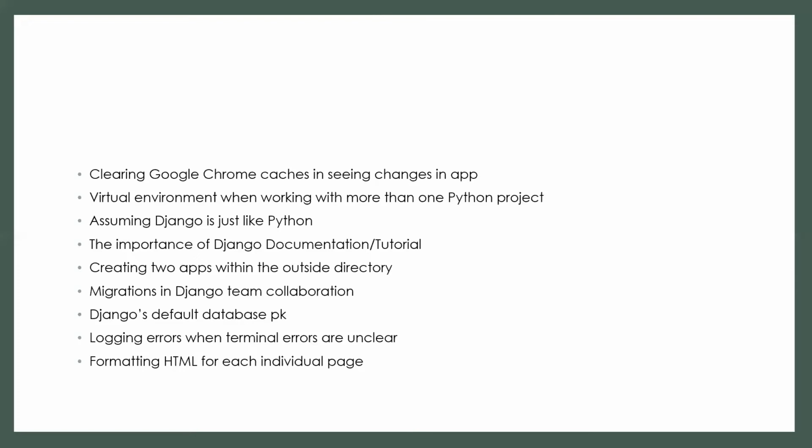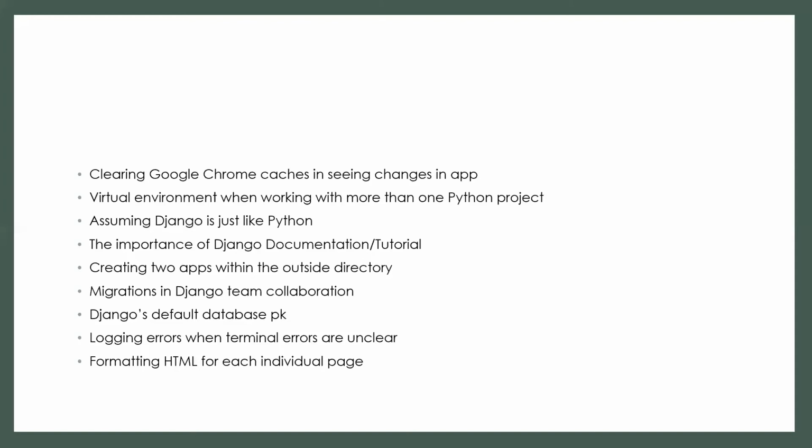Another thing was in working on the tutorial, we were working only in one app, but then in our actual app, as we'll see in a little bit, I have two different apps, a main one and a register one, and the register app is taking care of the forms. Just learning how the different apps communicate and what needs to be included in their different models.py and views.py.